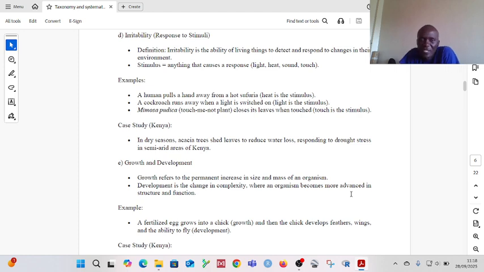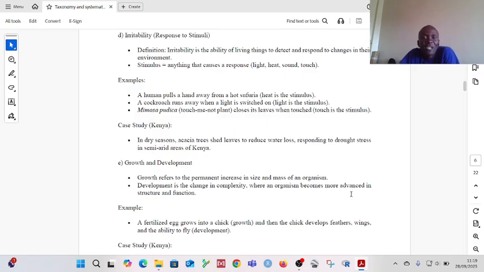Another important characteristic of living things is irritability. Irritability refers to the ability of living things to detect and respond to changes in the environment. Those changes is what we now refer to as the stimulus. So irritability is just a response to the stimuli. If there is a lot of heat, if there is a lot of light, if something touches you, if it is hot, you move. Okay? So it means you are irritable.